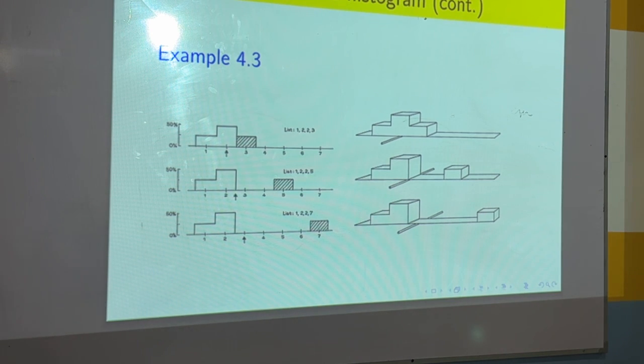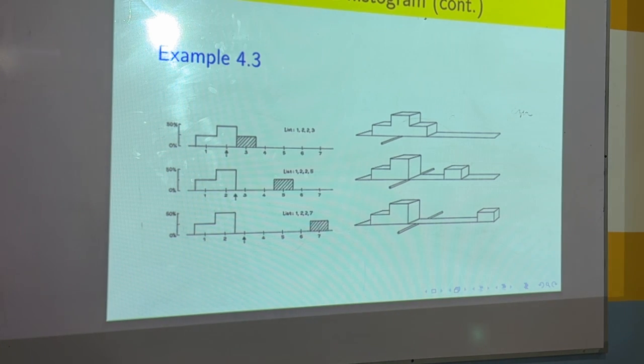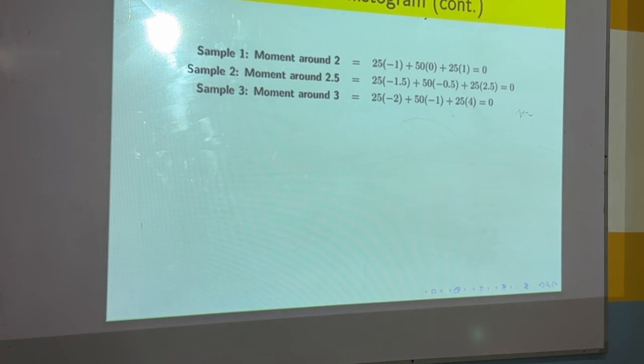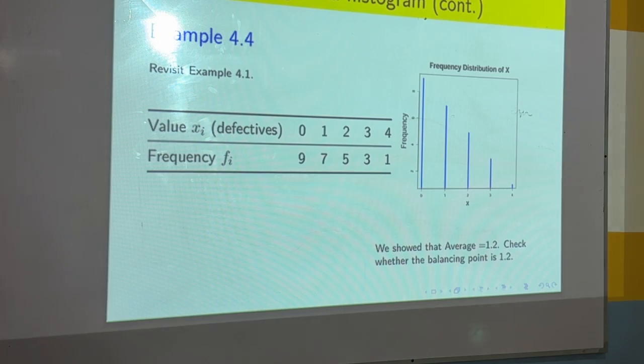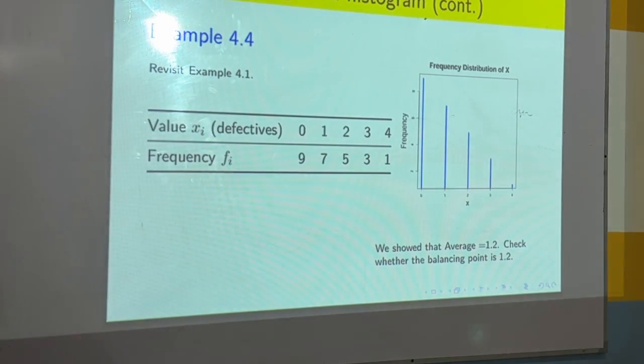So it doesn't make any difference. So still the moment will be 0. So therefore from that picture it is clear that the arithmetic mean is actually the center point, at least for that picture. So let's look at another one.